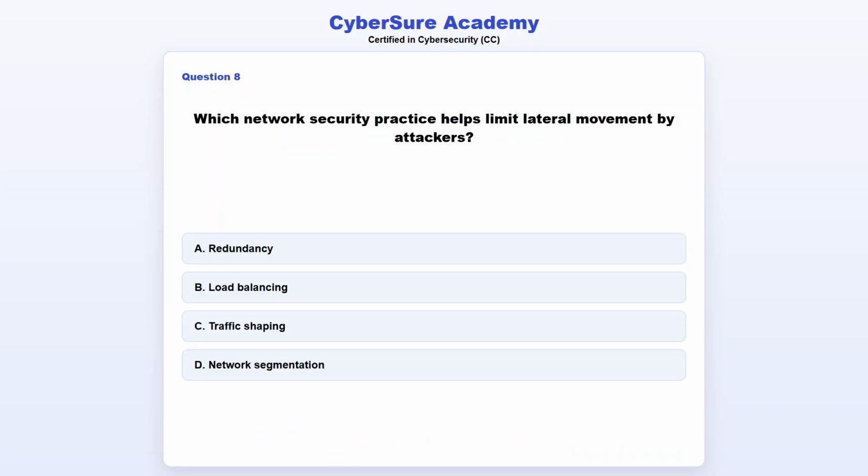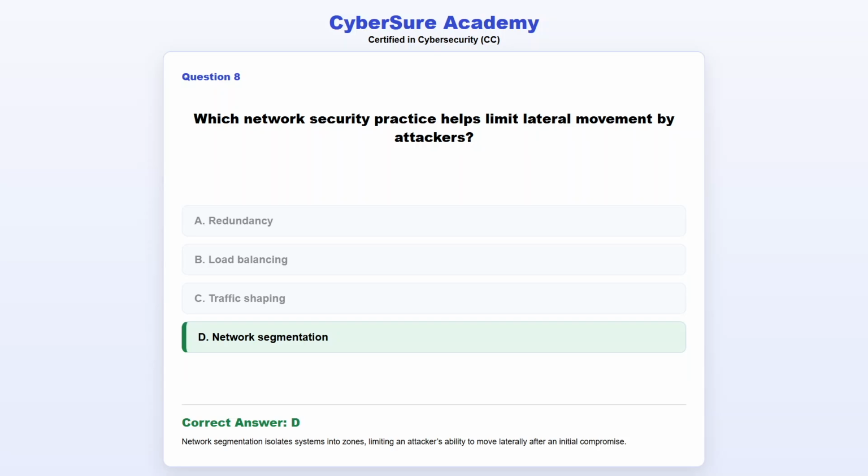Question 8. Which network security practice helps limit lateral movement by attackers? A. Redundancy. B. Load balancing. C. Traffic shaping. D. Network segmentation. The correct answer to question 8 is D. Network segmentation. Network segmentation isolates systems into zones, limiting an attacker's ability to move laterally after an initial compromise.